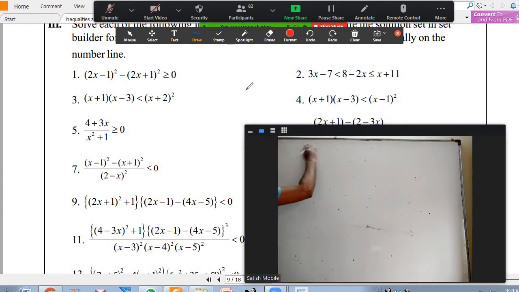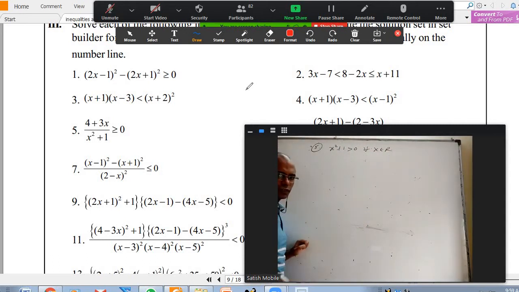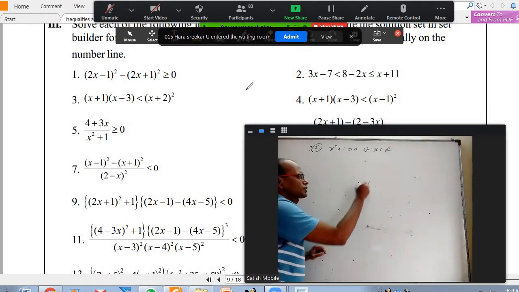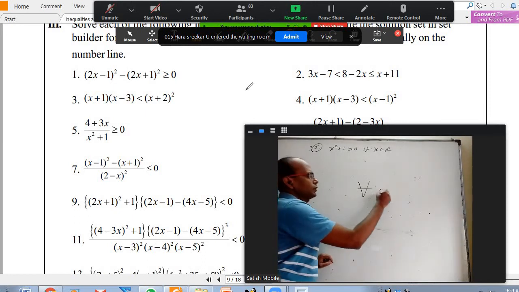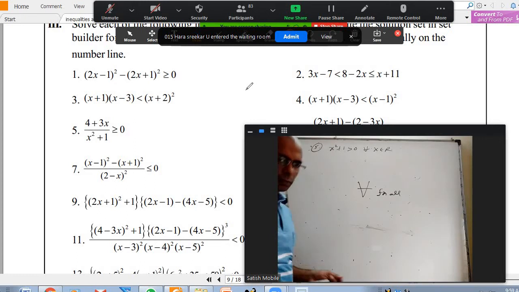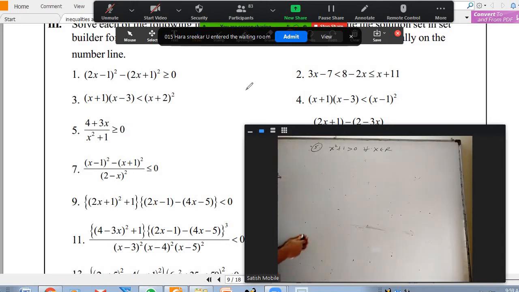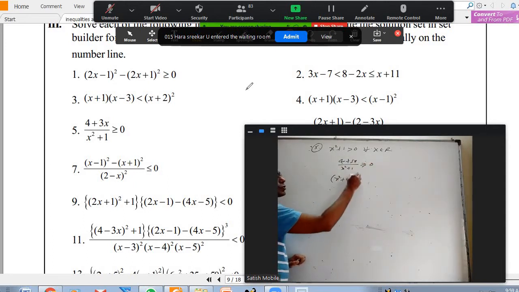Okay, fifth question. We know x square plus 1 is greater than 0 for all x belongs to R. This symbol is for all. You take the letter A and turn it upside down, okay? When you write it like this, we read it as for all. So whatever x you take, we know x square plus 1 is positive. Now coming to the fifth question: 4 plus 3x by x square plus 1 greater than or equal to 0. You can multiply x square plus 1 on both sides.